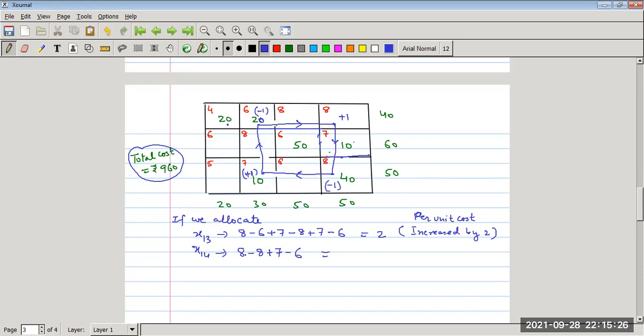So the net effect is 8 minus 8 becomes 0, 7 minus 6 is 1. So the cost is increased by 1. But it is better as compared to the previous one. But even then we don't prefer this. Increase by 1. Here also our cost is increasing. So what do we do? We check the third possibility. We have to check each and every non-allocated position. So now we move to the third non-allocated point.